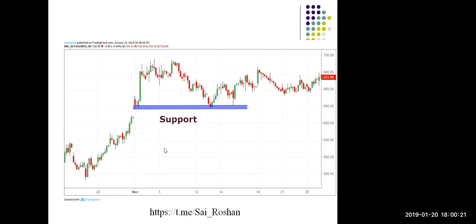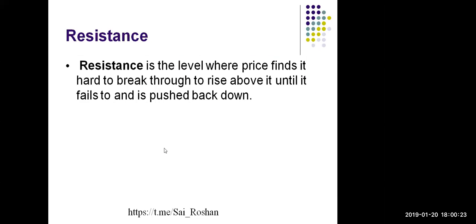Next is resistance. What does that mean? A stock is going up, and there is a level which, when it reaches that, it will not be able to go beyond. It will come down eventually unless it breaks it. So it is a level where price finds it hard to break through and rise above it, and it is pushed down. It is dumped down.